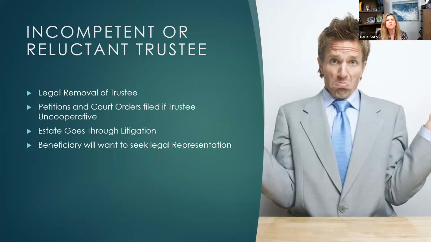Those are the type of issues that a trustee can be removed. And this all has to be done through the probate court. And usually it's a beneficiary that wants to remove a trustee. Sometimes it's successor trustees that believe they will do a better job than their older brother or sister, and they try and get them removed.